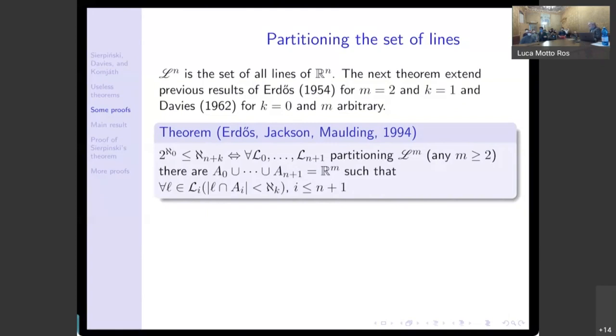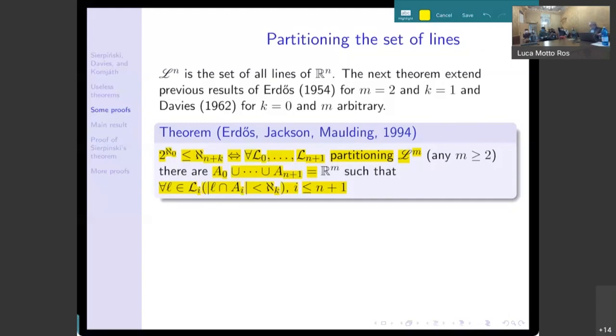Let's look at script L, the set of all lines of R^n. This theorem is due to Erdős, Jackson, and Mauldin, and really builds on previous work by Erdős in the case where n is equal to 2 and k is equal to 1. They say, with k equal to 0 and m arbitrary, that you get this bound on the continuum if and only if you can partition L sub n in n plus 2 pieces such that given any line L in L sub i, the intersection of L with A_i is of size at most.